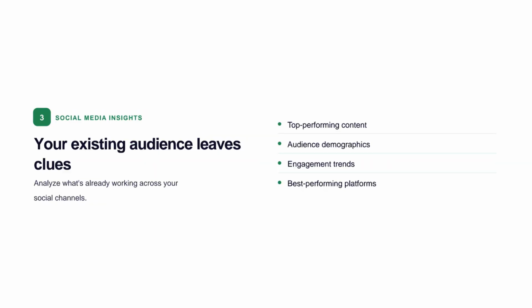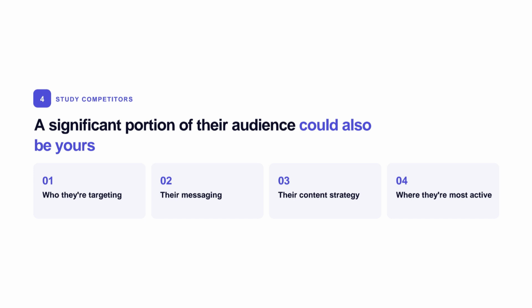3. Then look at your social media insights. See which content gets the most engagement and on which platforms. That will tell you who is already paying attention to your brand. 4. Finally, study your competitors. Look at who they are targeting, what messaging they use, and where they are most active. In many cases, a large portion of their audience could also be your audience.